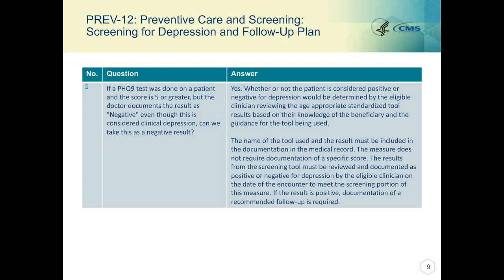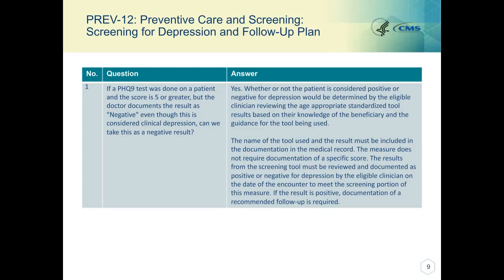Ultimately, whether or not the patient is considered positive or negative for depression would be determined by the eligible clinician reviewing the age-appropriate standardized tool results and based on their knowledge of the beneficiary and guidance for the tool being used. The name of the tool used and the result must be included in the documentation in the medical record. The measure does not require documentation of the specific score.